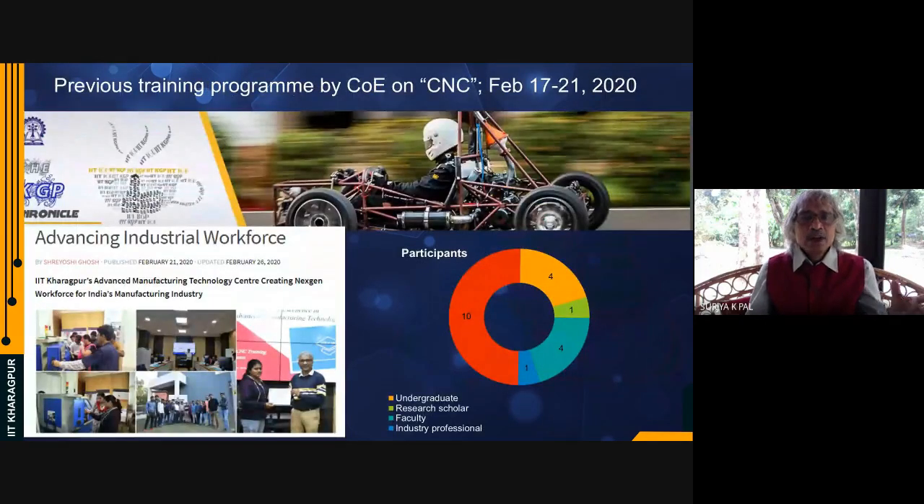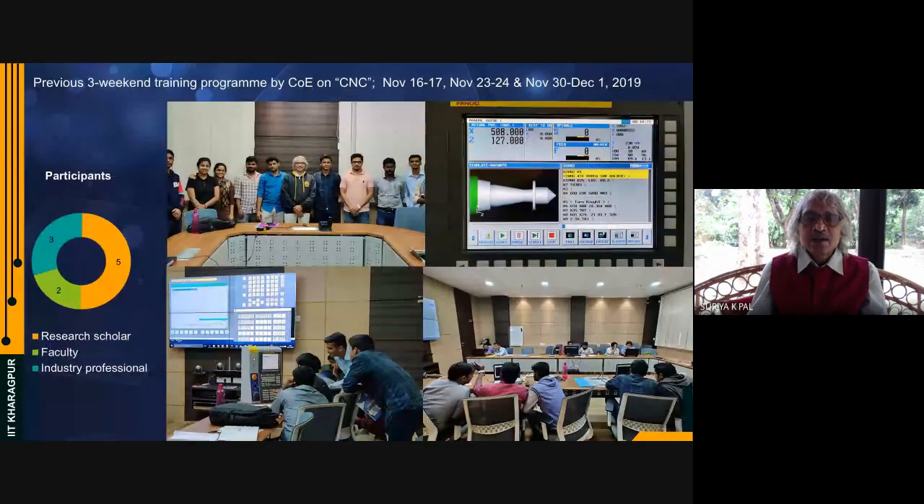These are some glimpses of the training program. You see the participants: undergraduates, research scholars, faculty, even industry professionals. This is the first weekend training program. We had 3 weekend training programs. These are some glimpses of the 3 weekend programs. The students are there, and we are showing them how to do this.